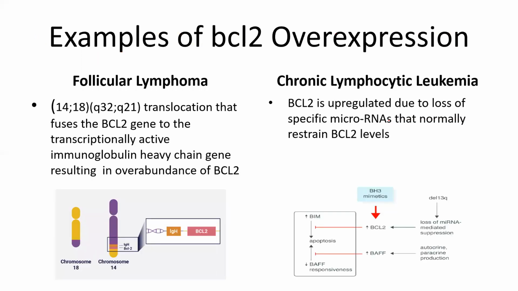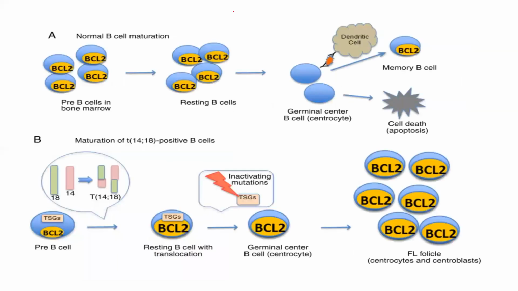Examples of BCL2 overexpression: follicular lymphoma. Here there is a translocation between chromosome 14 and chromosome 18. What does this do? The anti-apoptotic protein BCL2 is overexpressed due to the translocation to the IGH locus. This will cause an increase in the cancer. But chronic lymphoid leukemia acts by a different mechanism. By deletion of 13q, an epigenetic modification happens. A loss of microRNA means loss of suppression of BCL2, which will cause an increase in BCL2, causing a decrease in the apoptosis of the cell. So this is an example of the pathogenesis of follicular lymphoma.